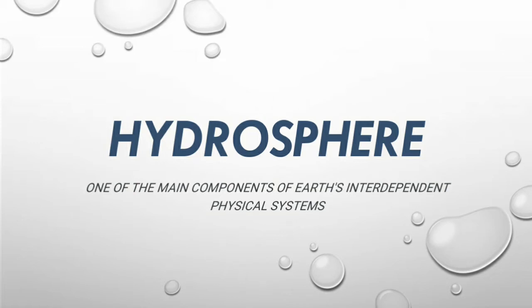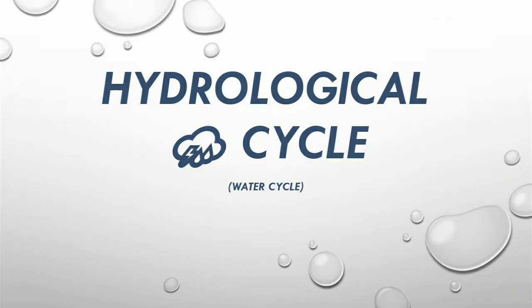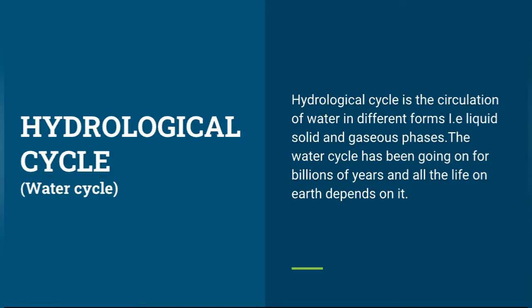Hydrosphere, one of the main components of the Earth's interdependent physical system. Hydrosphere is the sum of Earth's water in the ocean, the ground, on the surface, and in the air. Hydrological cycle, also known as water cycle. Hydrological cycle is the circulation of water in different forms, that is, liquid, solid, and gaseous phases. The water cycle has been going on for billions of years, and all the life on Earth depends on it.